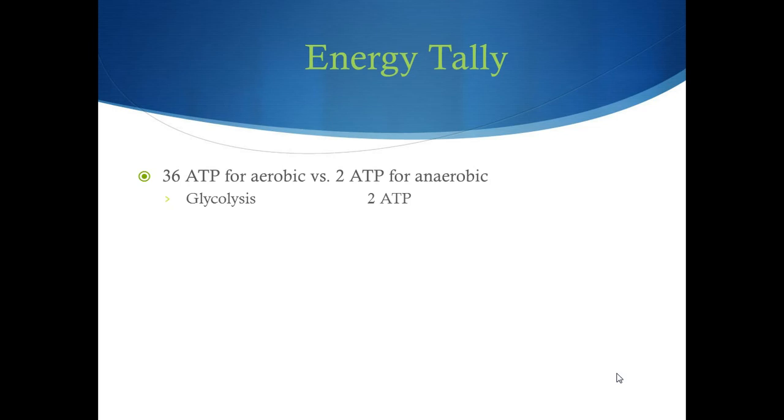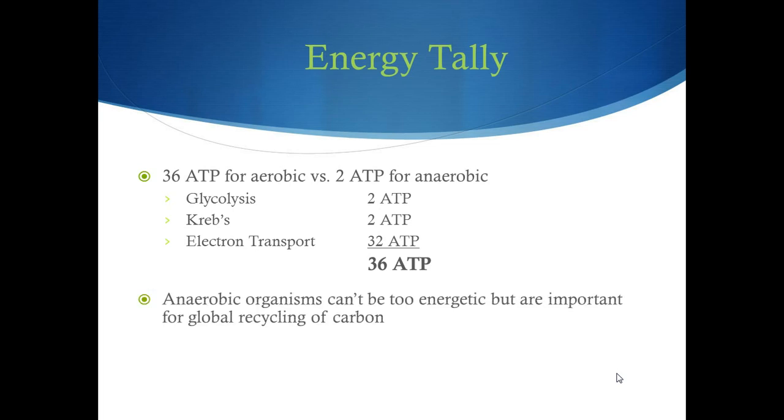Glycolysis produces 2 of them. The Krebs cycle produces 2 more. And then the electron transport chain produces 32 for a total of 36. And some say even up to 38 ATPs are made. Anaerobic organisms therefore can't be too energetic, but they are extremely important for the global recycling of carbon. We learned about carbon back in our environmental unit where we talked about the carbon cycle.